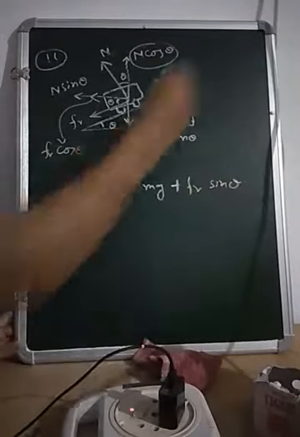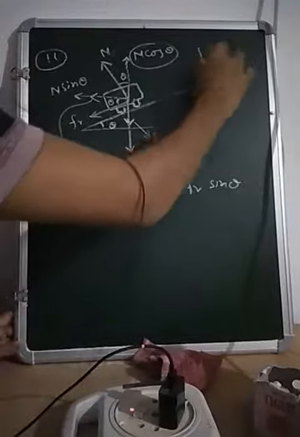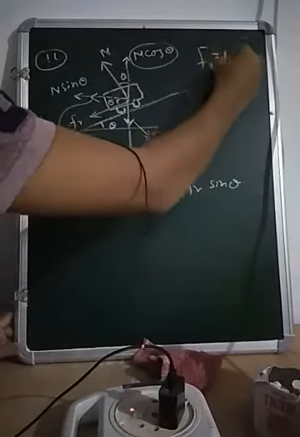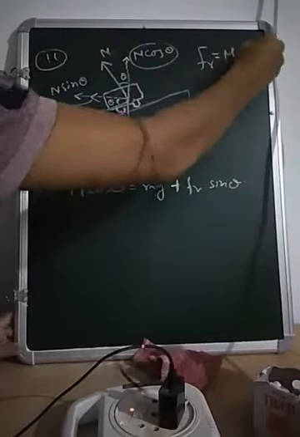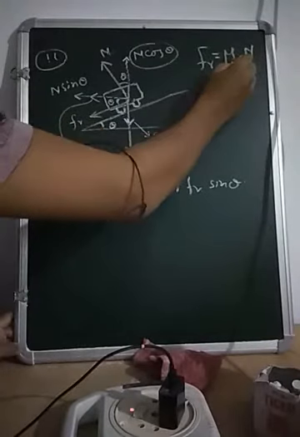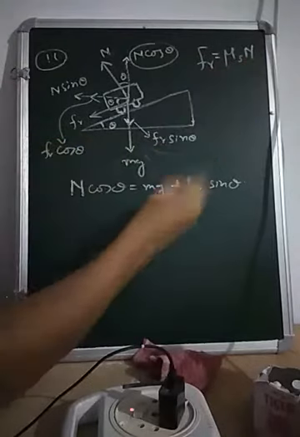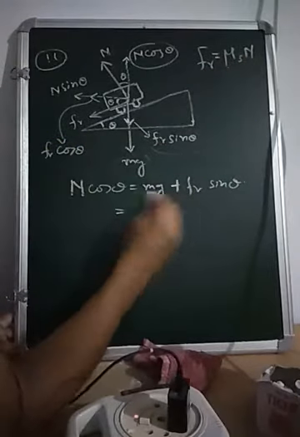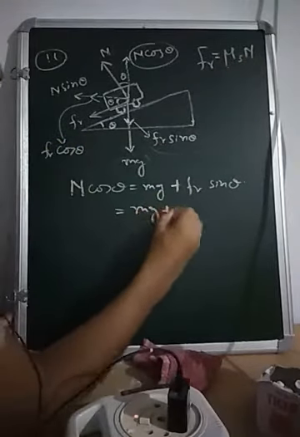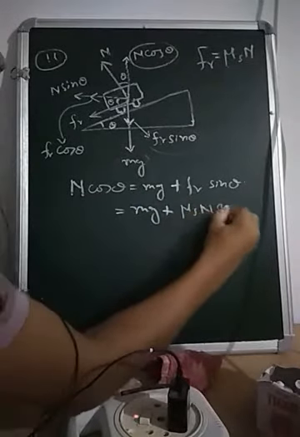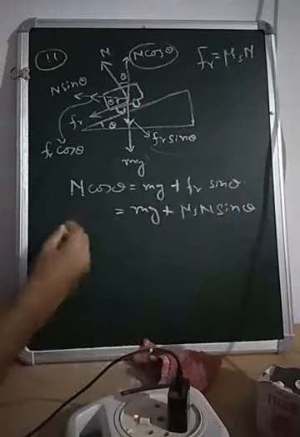Okay, so what will the frictional force be? We are considering a limiting case. So the frictional force will be mu s times N, where N is the normal reaction and mu s is the coefficient of static friction. So here we can write mg plus mu s times N sin theta.